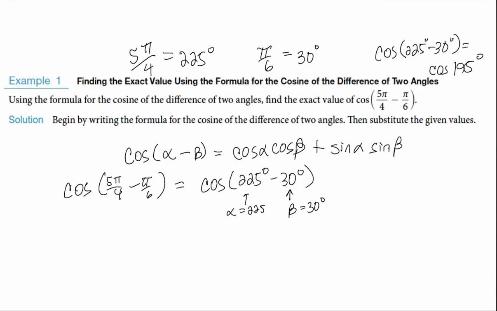So wherever we see an alpha, let's replace that with 225. Wherever we see a beta, let's replace that with 30. So it's going to be the cosine of alpha, so the cosine of 225, times the cosine of 30, plus the sine of 225, times the sine of 30.